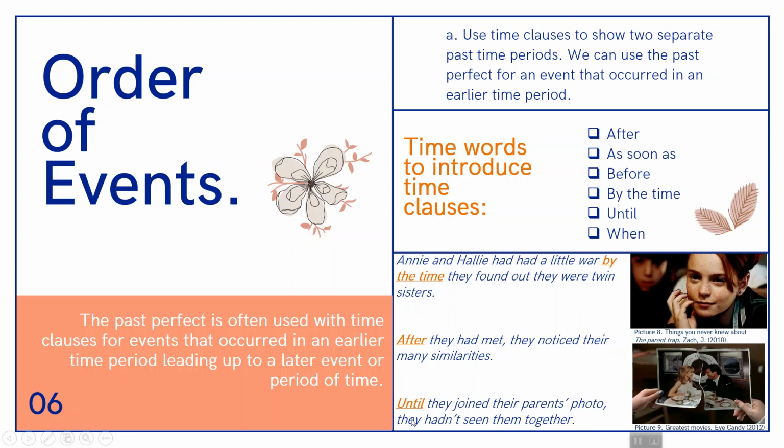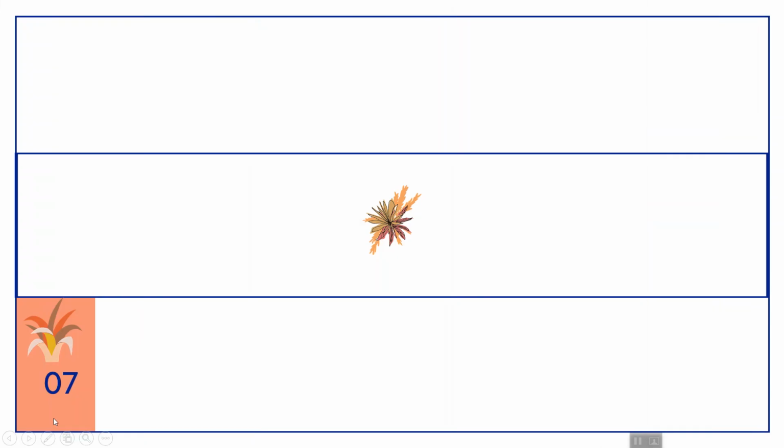So in this case, we're saying that they hadn't seen their parents, right? The two girls, one of them knew her mother and the other one knew her father, but not both of them. So until they joined the picture, when they put the picture together, they found out who or how their parents were, okay? Now, let's continue with the following examples, okay?